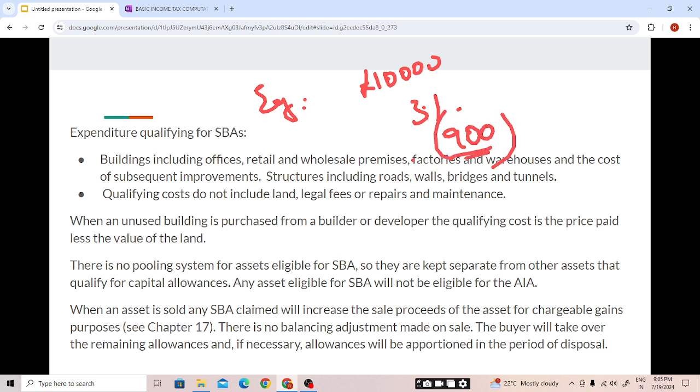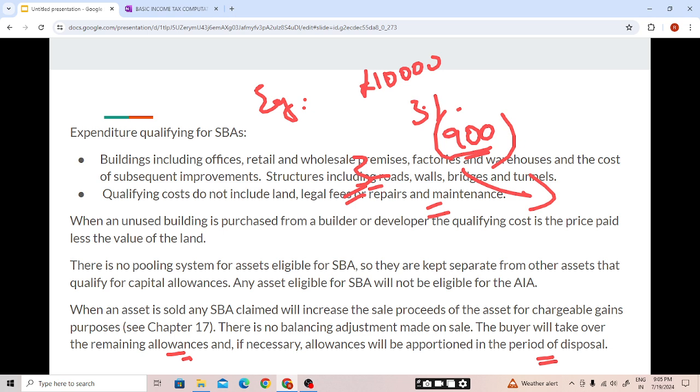Now, as we have calculated for 3 years, when I transfer or sell to the buyer, the buyer will take over the remaining allowance, and if necessary the allowance will be apportioned in the period of disposal. So students, this 900 we have already claimed for 3 years.